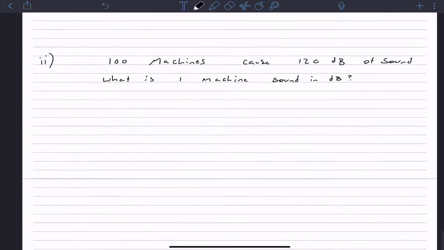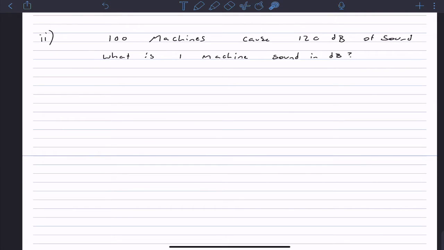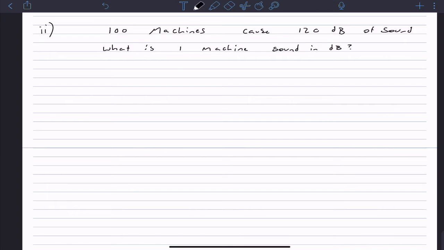Okay, next part of the problem. We're in a factory and there are 100 machines. They produce a sound intensity level of 120 decibels. What would the sound intensity level produced by one of these machines be in the same factory? We're assuming that all of the machines output the same intensity level, so we can use the method we just used before, where I was talking about the number of sources plus the initial source.